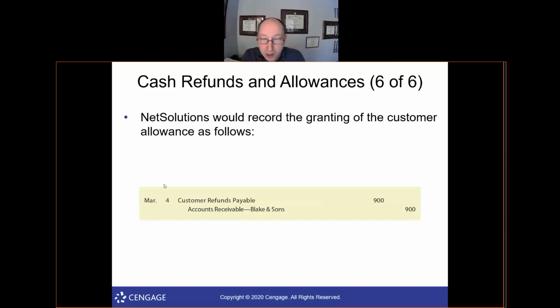And of course, we need to record that. So to record the reduction of their total bill, we debit customer refunds payable to increase customer refunds payable, and we credit accounts receivable for that customer to reduce their total accounts receivable.